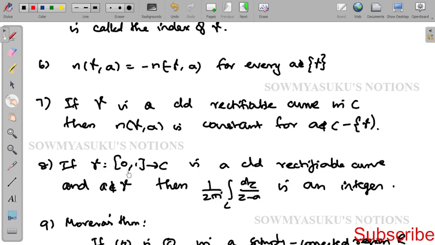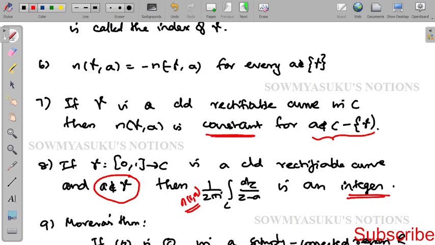Here, if gamma from 0 comma 1 to C is a closed rectifiable curve and A is a point not in gamma, see the difference here, A not in gamma, then we can say that this is the formula of n gamma comma A. So n gamma comma A is an integer. Here n gamma comma A is a constant, for A not in C minus gamma. Here, for A not in gamma, n gamma comma A is an integer.